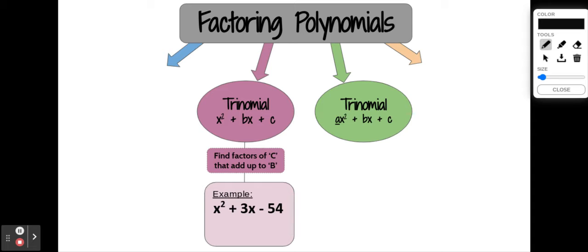Here is our example. We have x squared plus 3x minus 54. Now, the first thing you'd want to do when you're given a polynomial like this is you always want to check the first and the last terms just to see if it's a special case. Are the first and the last terms perfect squares? The answer is no in this case. So I'm going to have to factor it like I would a normal quadratic polynomial. So let's erase that here.